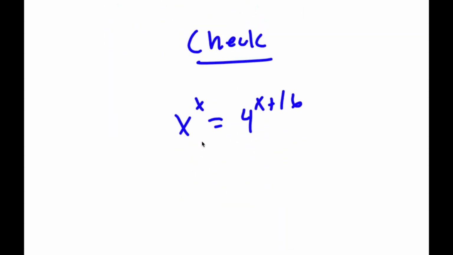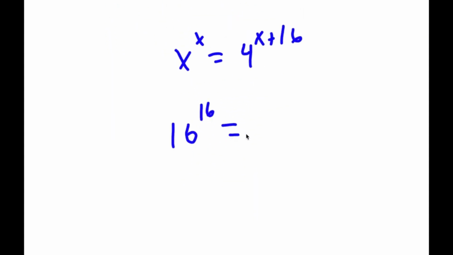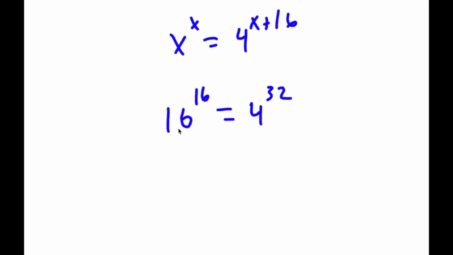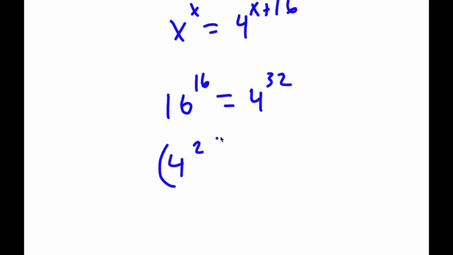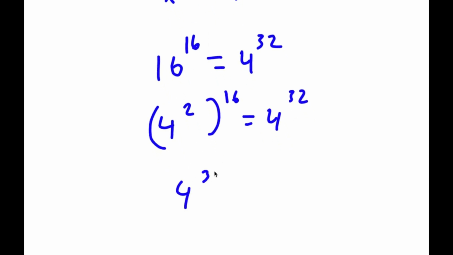X equals 16, so I have 16 to the power of 16 is equal to 4 to the power of 32. 16 is 4 squared, so I have 4 squared to the power of 16 is equal to 4 to the power of 32, meaning 4 to the power of 32 is equal to 4 to the power of 32.